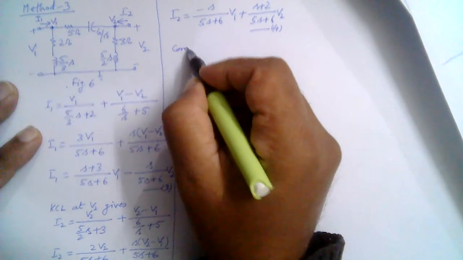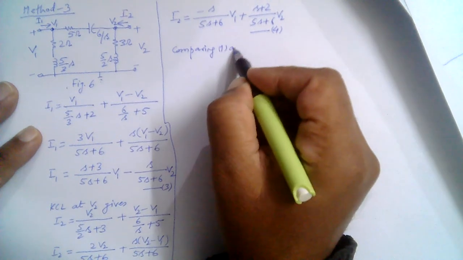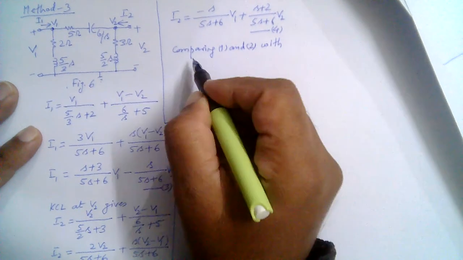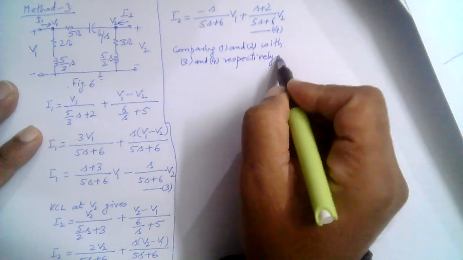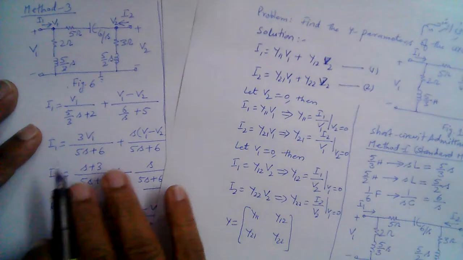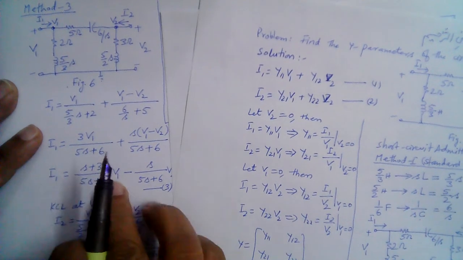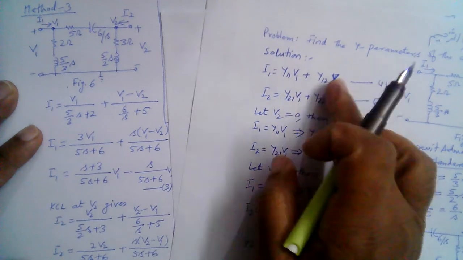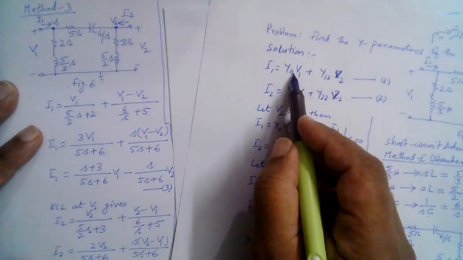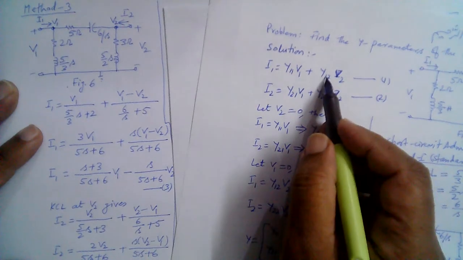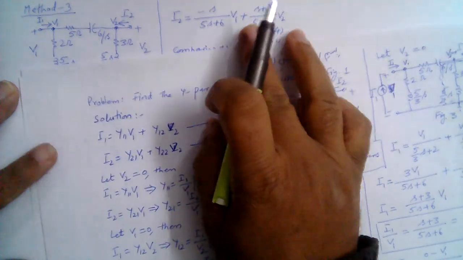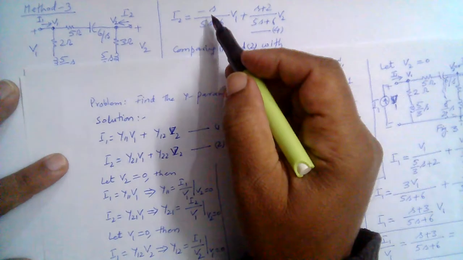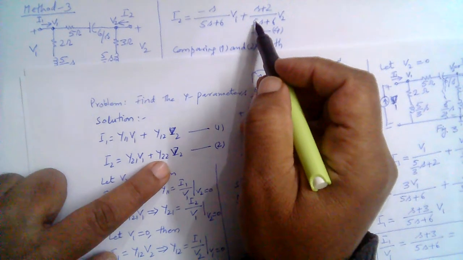So comparing now 1 and 2 with 3 and 4 respectively. If we compare these equations, I1 is equal to this term with V1 minus this coefficient with V2. So this coefficient here is Y11 and this coefficient here is Y12. Similarly, if I compare this equation I2 with this equation here, then this coefficient here is Y21 and this coefficient here is Y22. So we can write down the admittance parameters again.